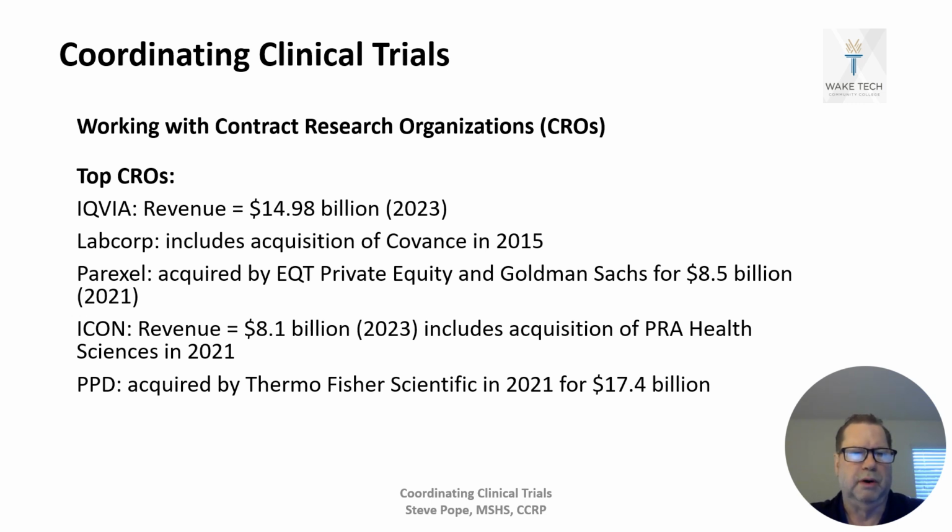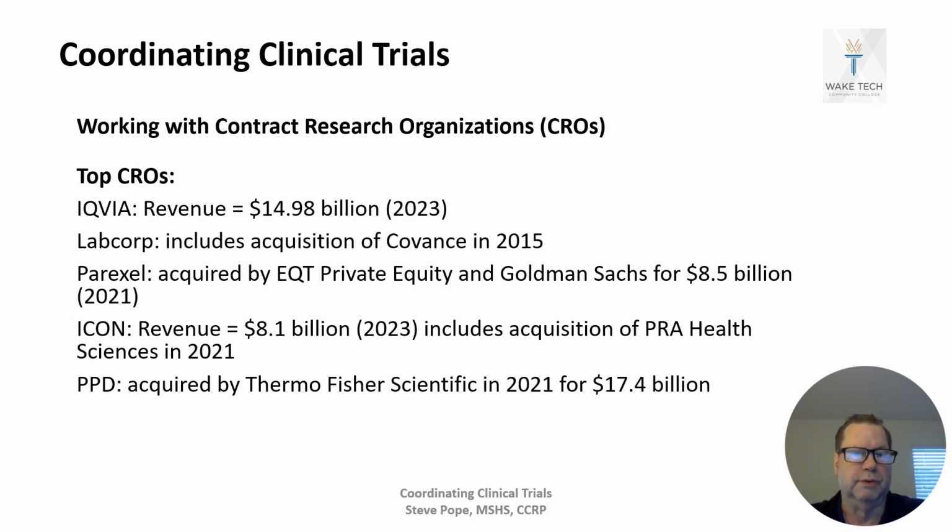Another large company is Parexel. They were recently, in 2021, acquired by EQT, a private equity company, and by Goldman Sachs for $8.5 billion. So once again, they're a very large organization. Icon, which is my employer, had annual revenue of $8.1 billion in 2023, and that also includes revenue from an acquisition of PRA Health Sciences back in 2021. So Icon has quickly become one of the larger CROs by virtue of that.